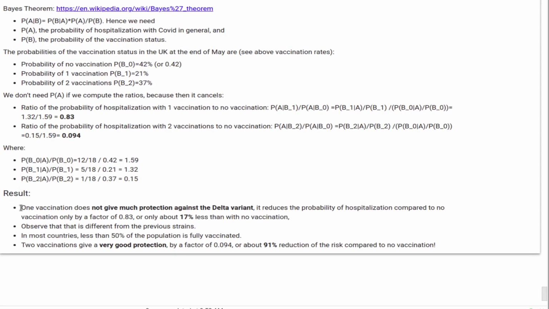So here the summary. 1 vaccination does not give much protection against the Delta variant. It reduces the probability of hospitalization compared to no vaccination only by a factor of 0.83, or about 17% less than with no vaccination. Observe that this is different from the previous corona strains against which also 1 vaccination gave a good protection. In most countries, less than 50% of the population is fully vaccinated. So this is the opportunity that the Delta variant is now taking. Right? It uses the fact that not everybody is fully vaccinated. But 2 vaccinations give us a very good protection by a factor of 0.094, or about 91% reduction in the risk compared to no vaccination. So I can just recommend everybody to get a full vaccination, because that gives a good protection also against the Delta variant.